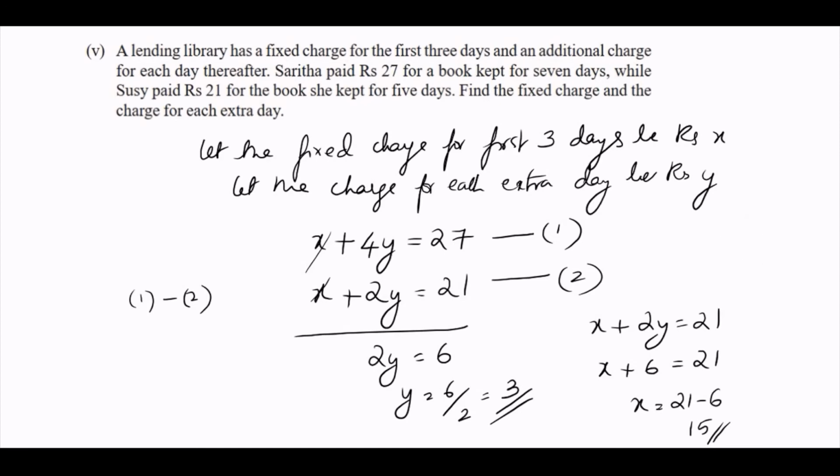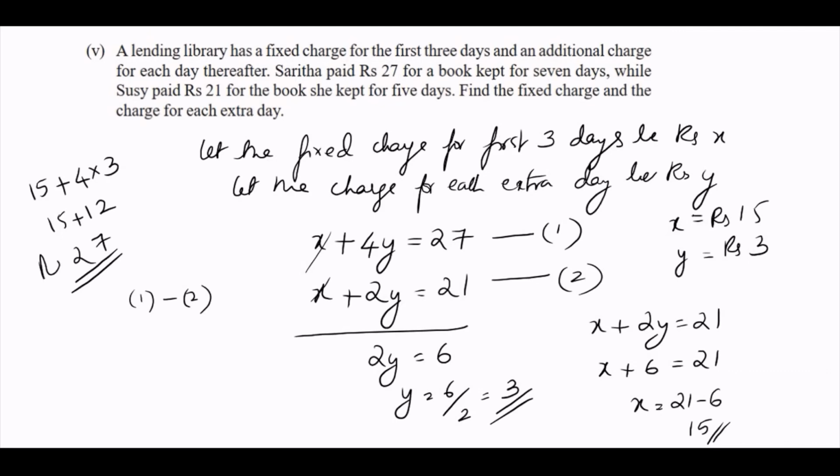So let's verify. Sarida paid fixed charge plus 4 into charge for each extra day. So 15 plus 4 into 3. That is 15 plus 12. That is equal to rupees 27. So Sarida paid rupees 27 for keeping the book for 7 days. Susie paid rupees 21. So fixed charge is rupees 15. So 15 plus 2 into 3. That is 15 plus 6. That is rupees 21. So the fixed charge for the first 3 days is rupees 15 and the charge for each extra day is rupees 3.